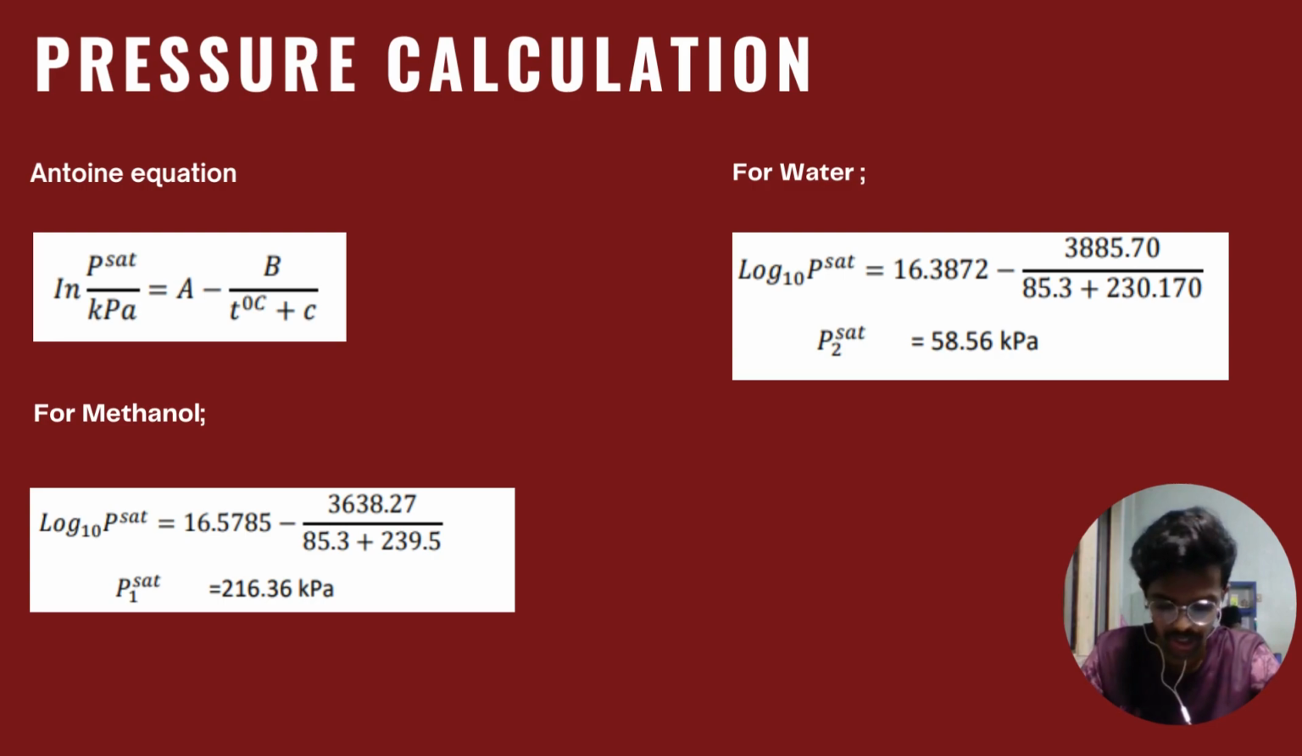Alright, moving on next to the pressure calculation. We are using the Antoine equation to find the vapor pressure for our substances, for methanol and for water. As you can see in the slide here, this is the equation we will use to find the vapor pressure. For the values A, B, and C, these values are given in the textbook in Appendix B. For methanol, we get 216.36 kPa, and for water, we get a vapor pressure of 58.56 kPa.